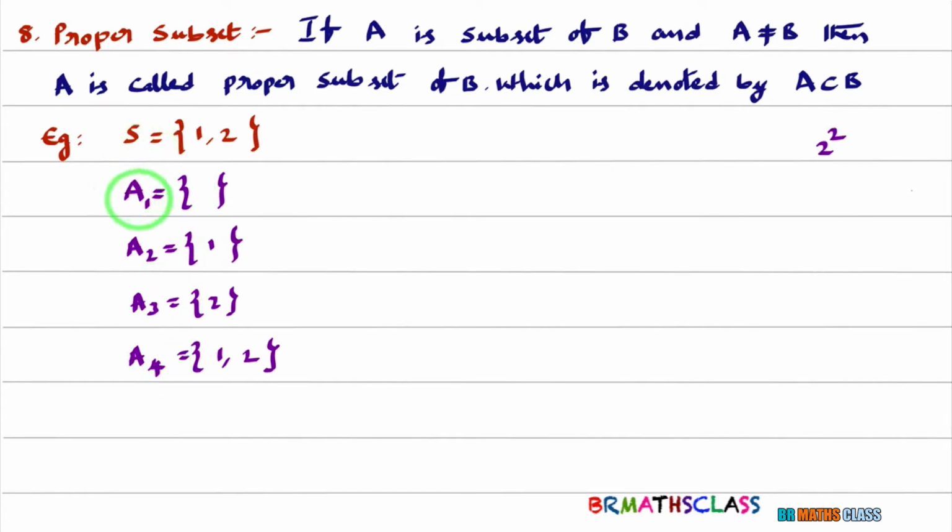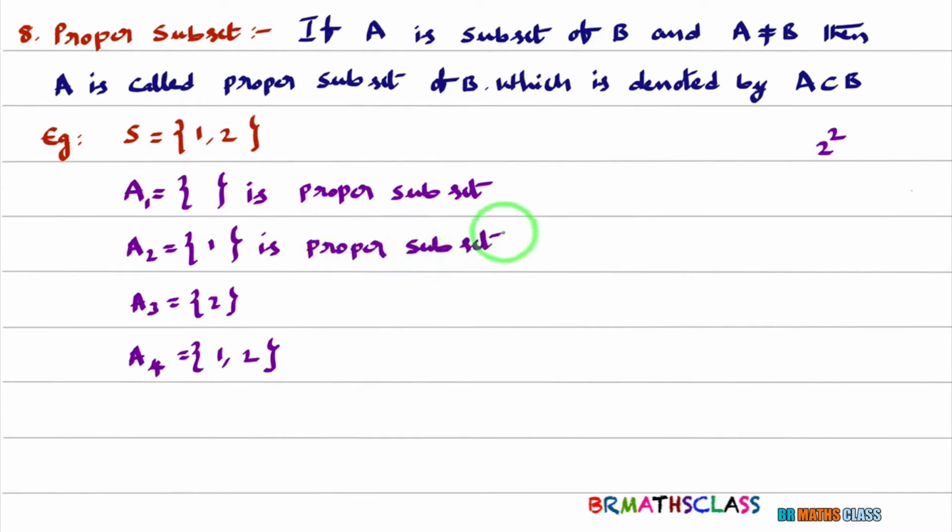You observe, is A1 a subset of this set? We know that the empty set is a subset of every set. Is A1 a proper subset of S or not? Of course, it is a subset of S and A1 is not equal to S. So what we say here, this is a proper subset. Okay, you see this A2. Is A2 a subset of S or not? Yes, A2 is a subset of S. Is A2 the same as S? No. So it is satisfying the proper subset condition. It is a proper subset of S. And you see similarly, this is also a proper subset of S.